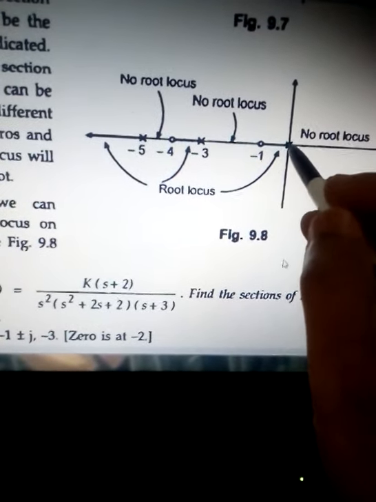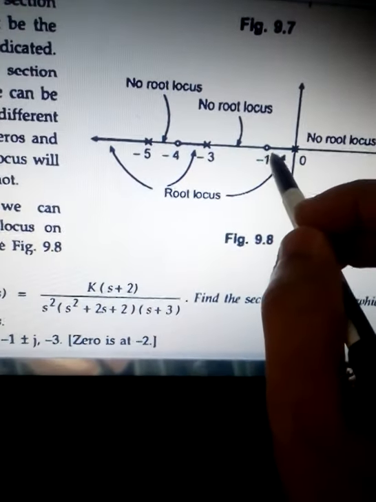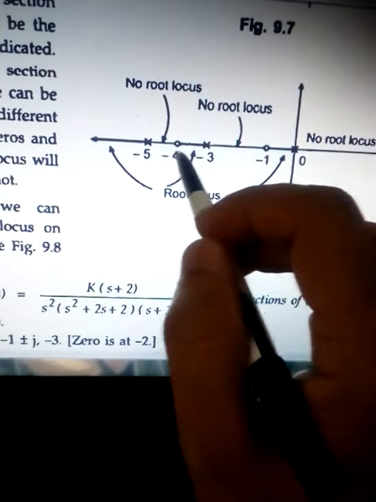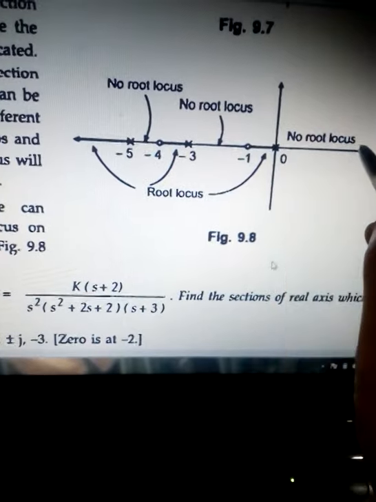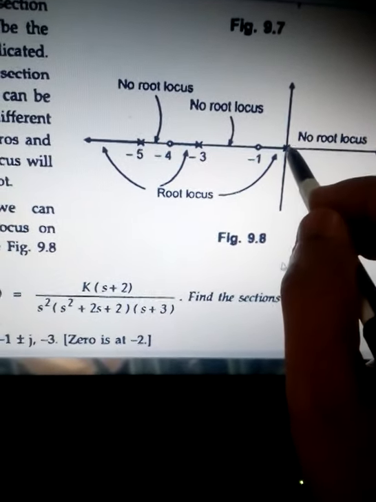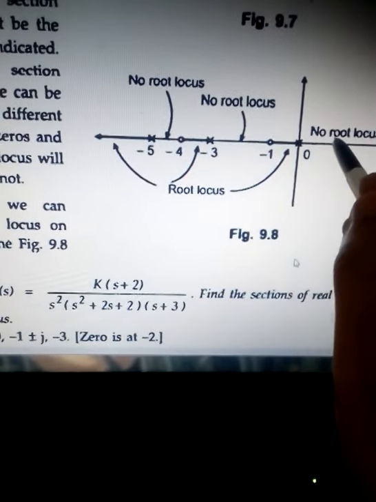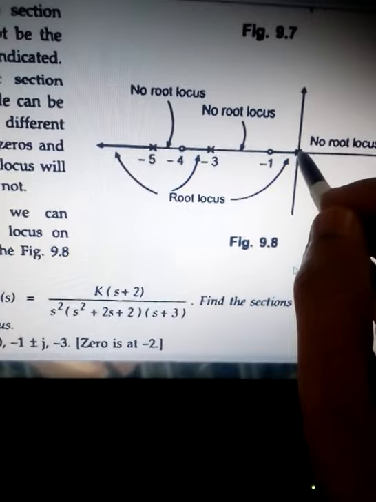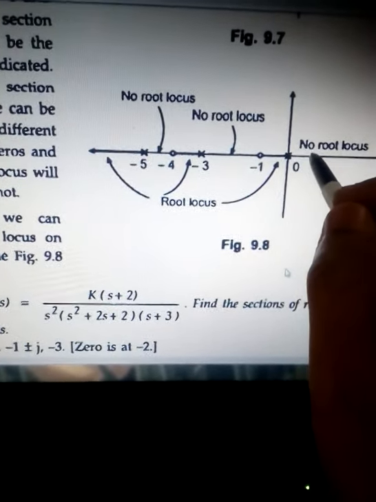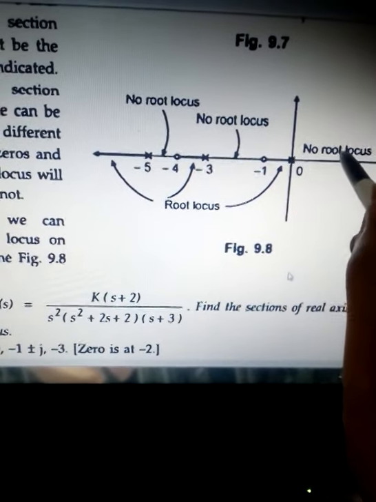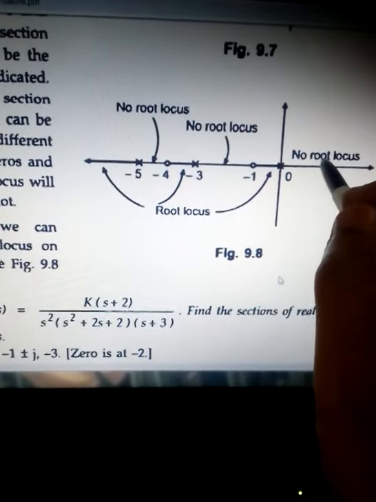So I got 3 poles at s equal to 0, minus 3, minus 5, and 2 zeros at s equal to minus 1, minus 4. First I'll check the root locus on the positive real axis. If I stay at this point, I'll check the right hand side. What rule number 3 says: if the sum of the number of poles and zeros is odd, I can say root locus exists. If the sum is even, root locus will not exist.